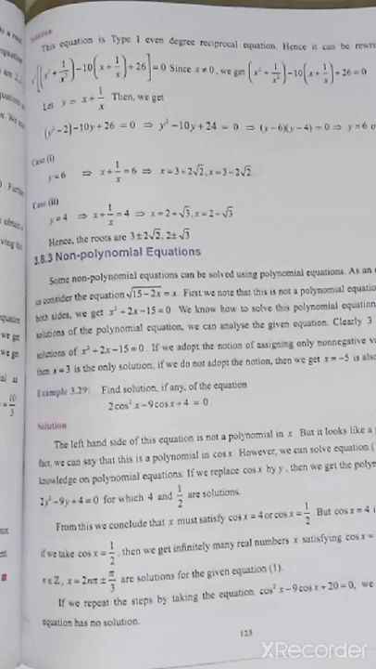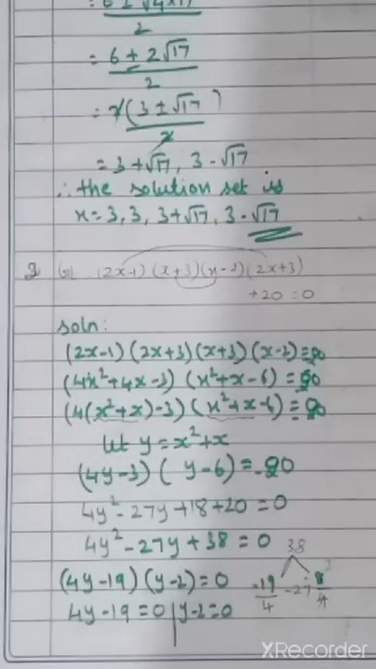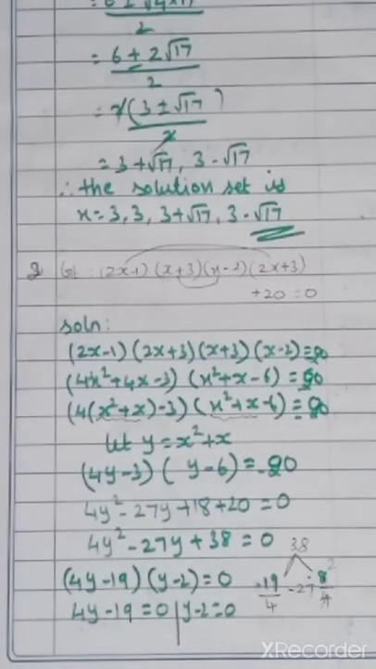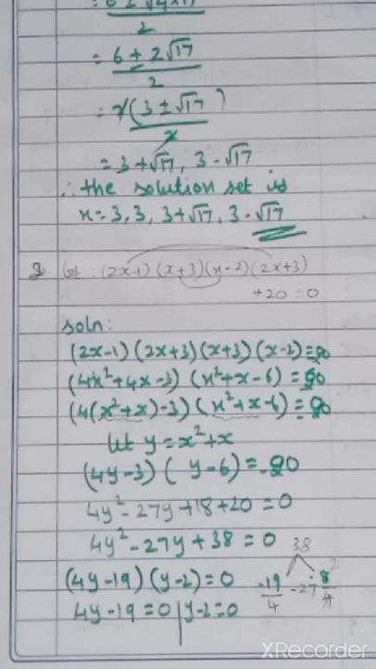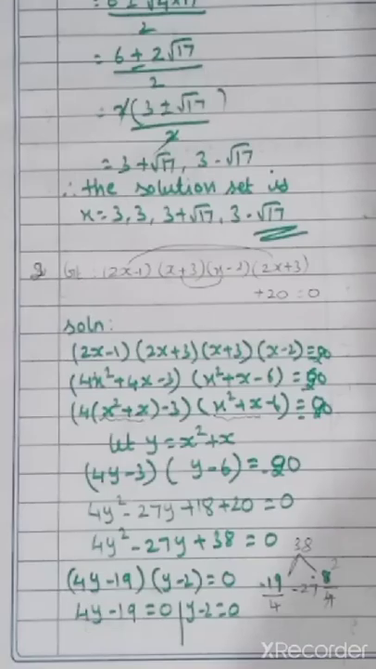So here, what are the topics we have seen? One is reciprocal equation, non-polynomial equation, and rational root theorem. Is that clear? And your homework is exercise 3.4, the example problems. That is example 3.23, 3.24, and complete this problem also. Thank you, students.